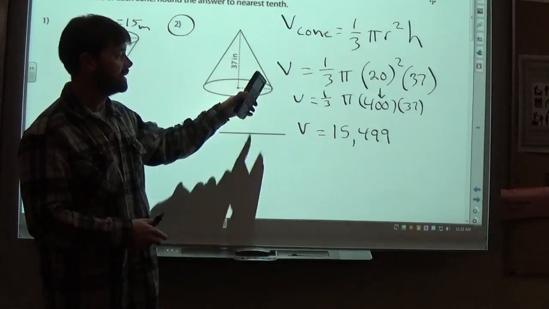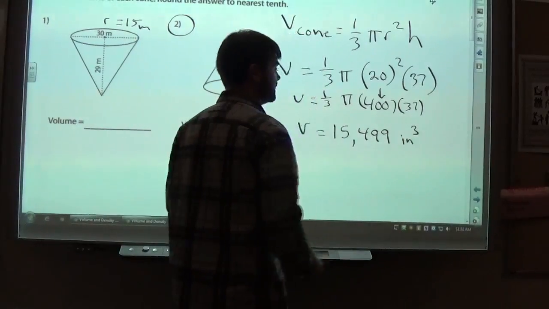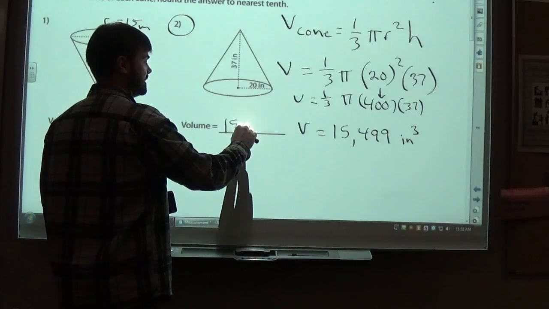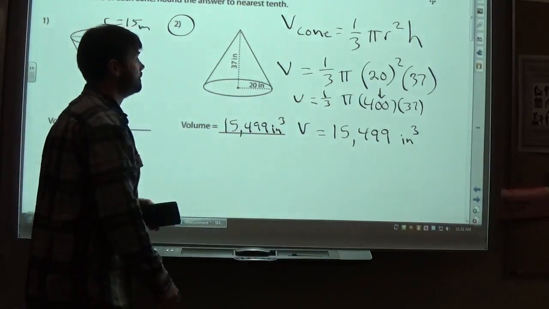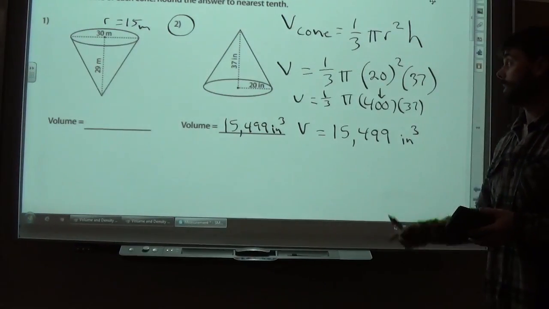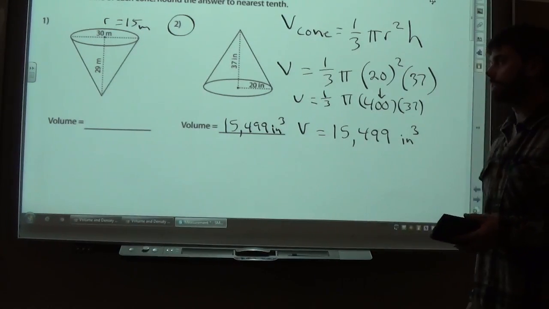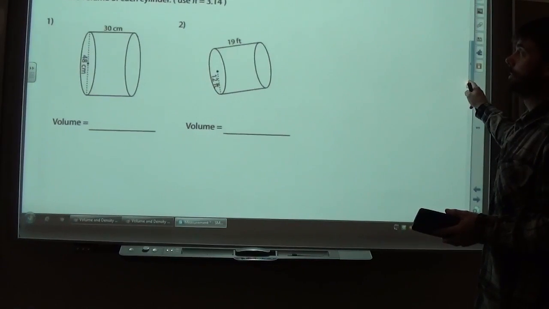So since we used inches and inches, this is going to be cubic inches for your resultant volume here for this cone. So this is 15,499 inches to the third. Okay? There's an example for the volume of a cone. If you guys want to try solving that, check and see if you get your proper answer, then it'll be good practice. Okay? Next ones I'll show you is volumes of cylinders.